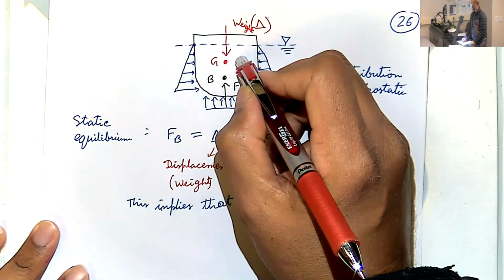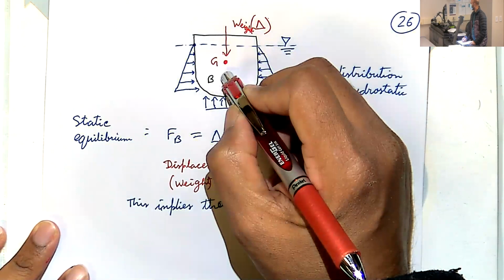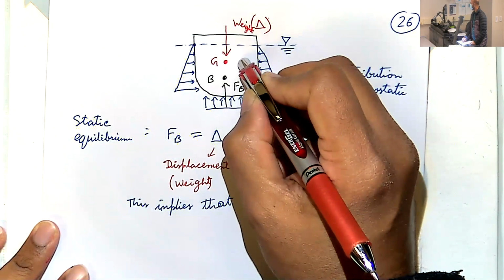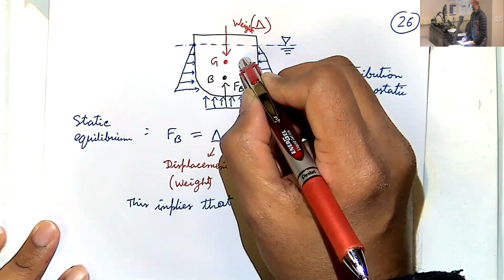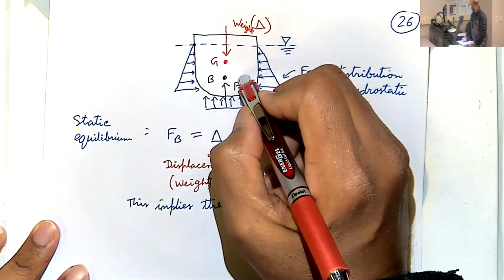Now think about what this does. So the weight is no longer going through the center line. It's going through this new point, imaginary point near my pen here. What does this do? This weight pointing downward.